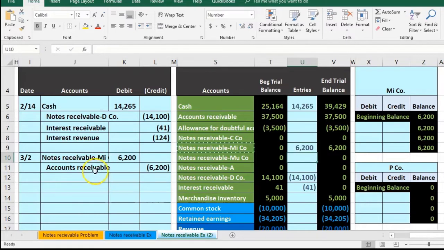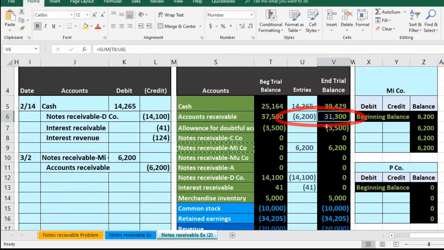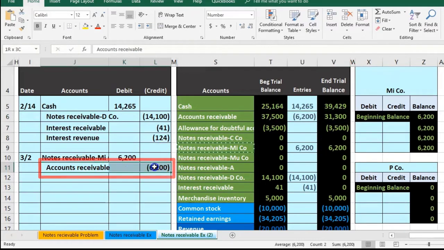Then we're going to record the other side. Accounts receivable has a credit here. Accounts receivable up top here, we're going to record that in cell U6. So within U6, we'll say equals and point to 6,200 credit, bringing that 37,500 down in the credit direction by 6,200 to 31,100. Now we also want to record this 6,200 on the subsidiary ledger.